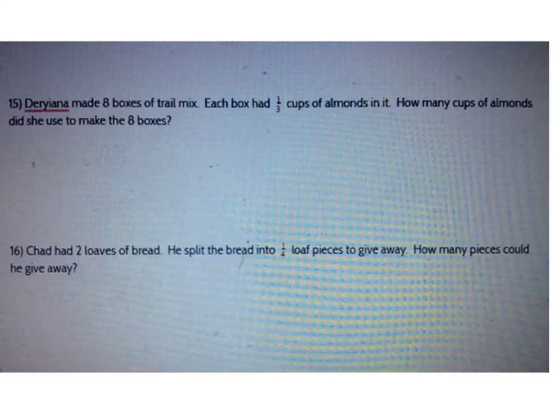Dariana made 8 boxes of trail mix. Each box had 1/3 cup of almonds in it. How many cups of almonds did she use to make the 8 boxes? What kind of problem is this? This is a multiplication problem. 8 boxes times 1/3 cups of almond in each box. Go ahead and solve that now.